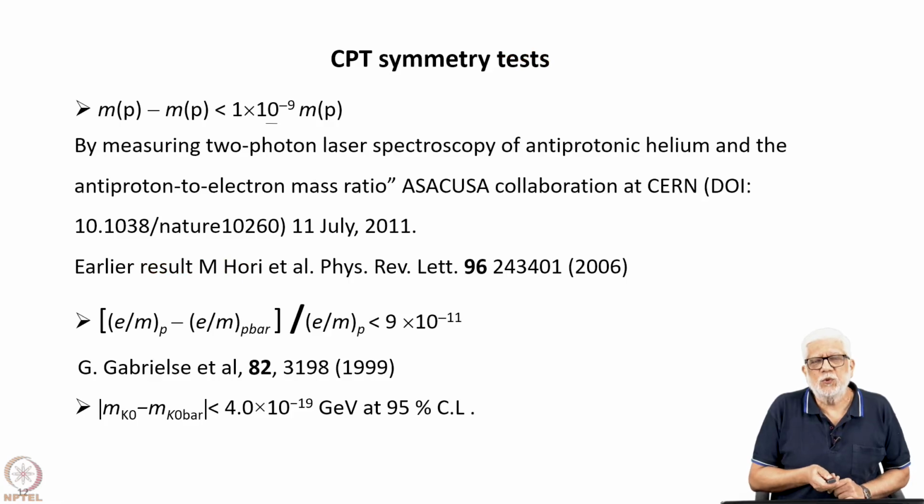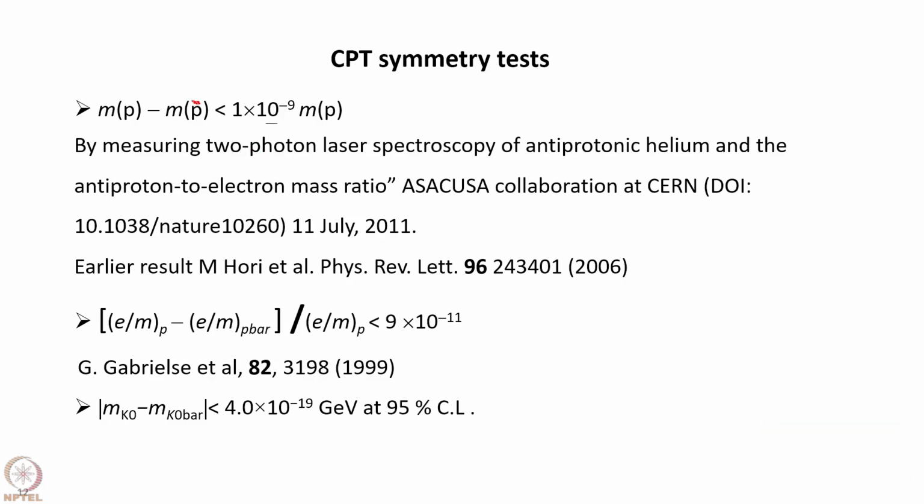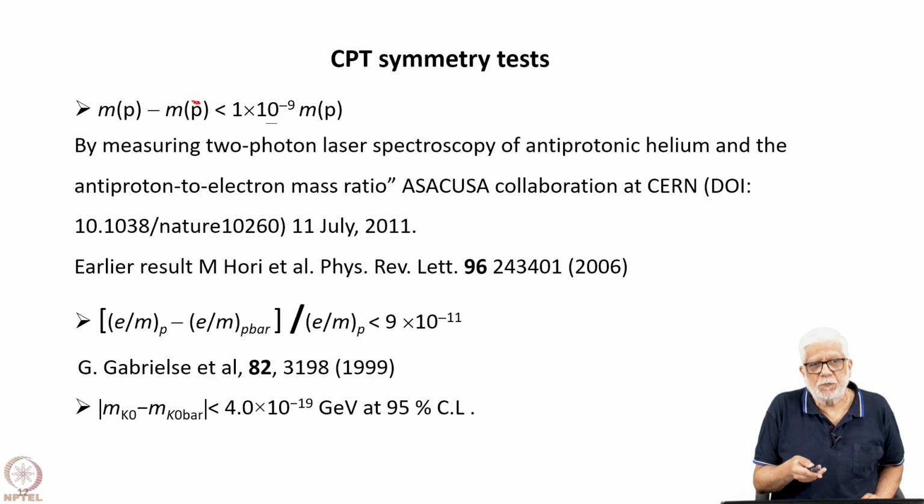Okay. Finally, we come to this combined symmetry, which is the CPT symmetry. If this CPT symmetry holds, then the mass of the proton and antiproton should be the same, and this in fact has been measured. There is a typo here. This should actually be M_p antiproton. It has been seen that if at all there is a small difference, it is less than 1 part per billion, and this has been done by using 2 photon laser spectroscopy in antiprotonic helium.